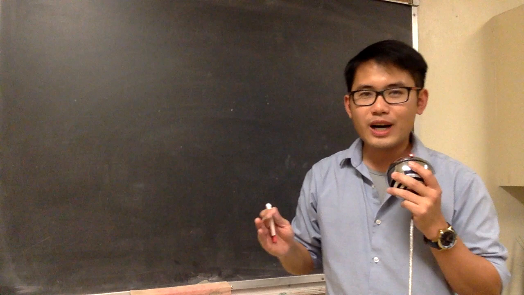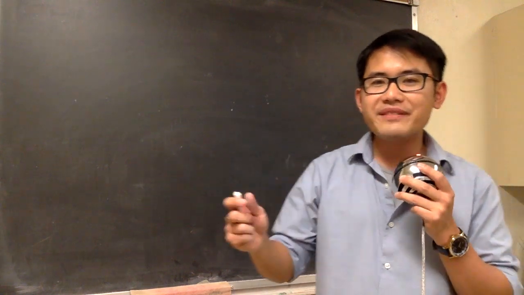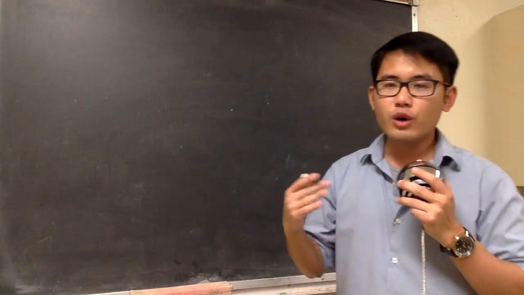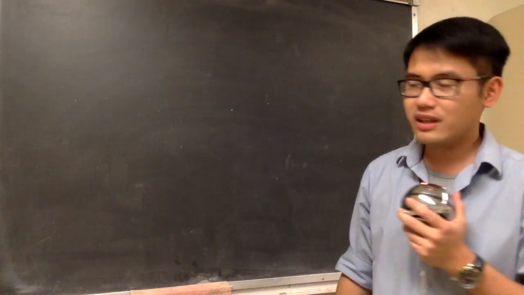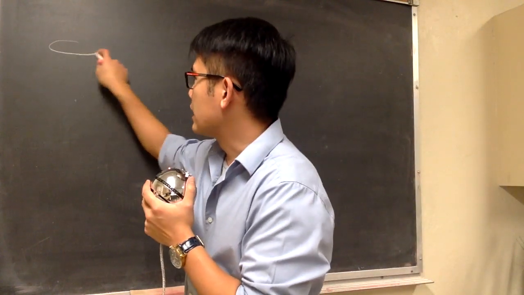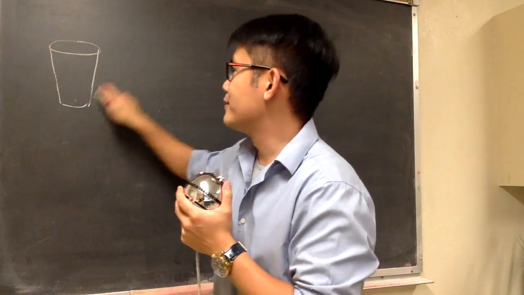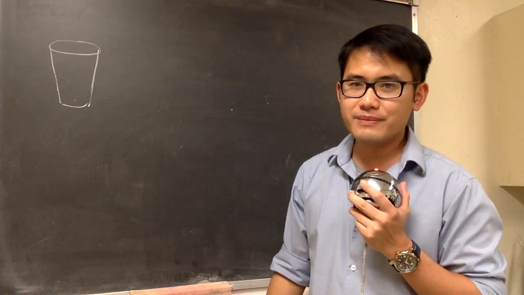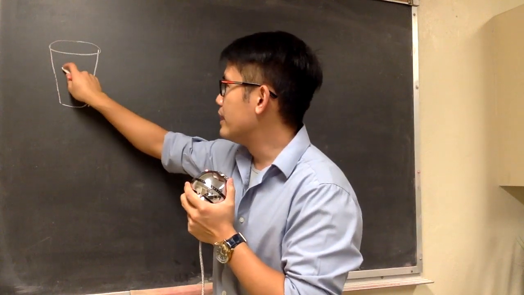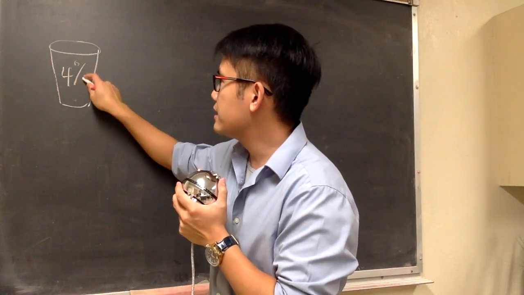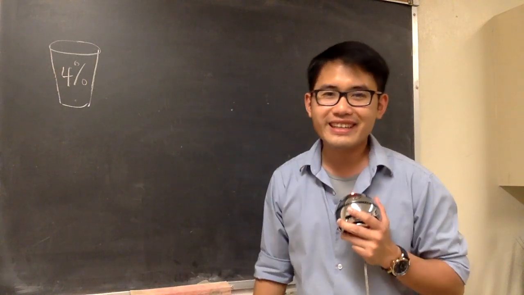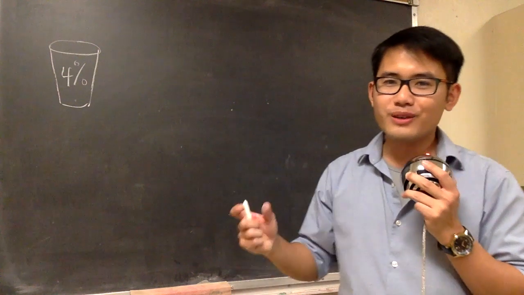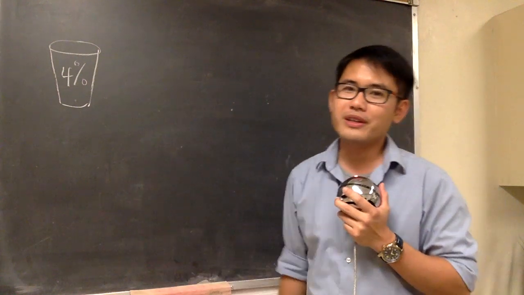Okay, now I will show you guys how to figure out the alcohol concentration after we pour in the shot. And this is how I recommend you organize all the information and show your work. First of all, let me draw a glass or a cup like this. This will represent the cocktail that we have at first. And right here, I'm going to label 4% alcohol concentration. Just like when you go out to buy a bottle, they will tell you the alcohol concentration, right? So that's what we're doing right here.